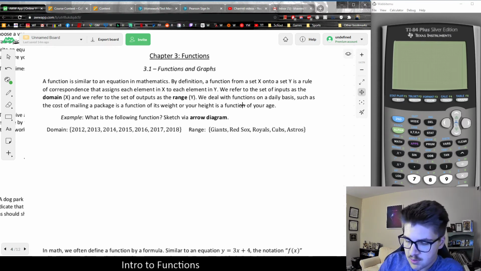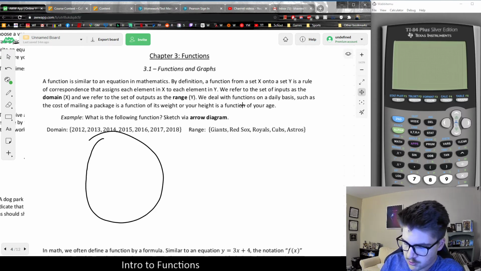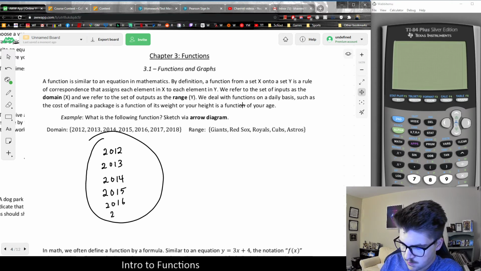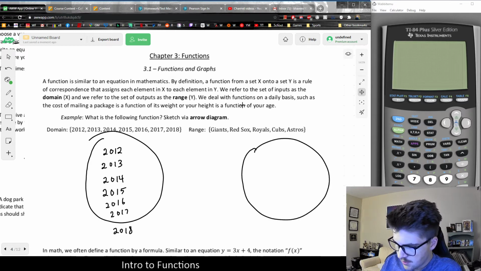And sometimes we use what we call an arrow diagram to illustrate the correspondence. We typically don't do this with mathematical functions, but basically the domain is the set of inputs. So in this case, we're given these values, 2018, whoops. And the range is the set of baseball teams.